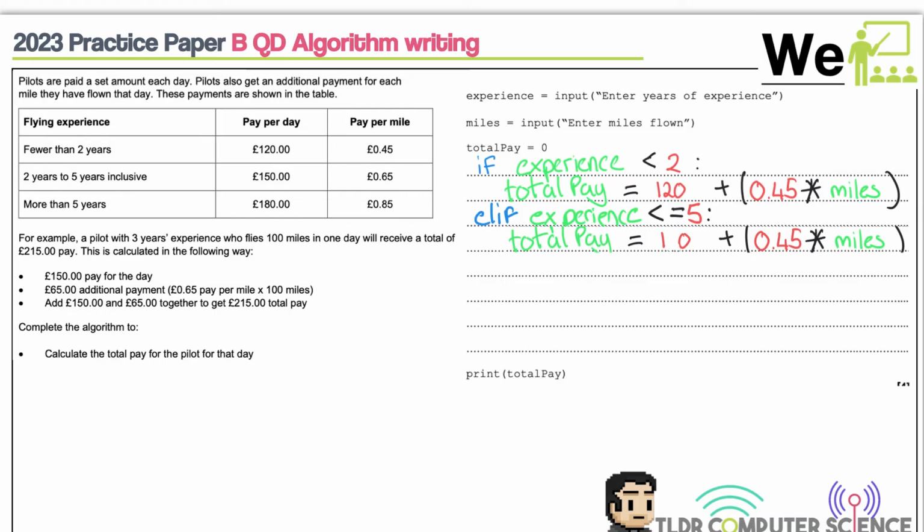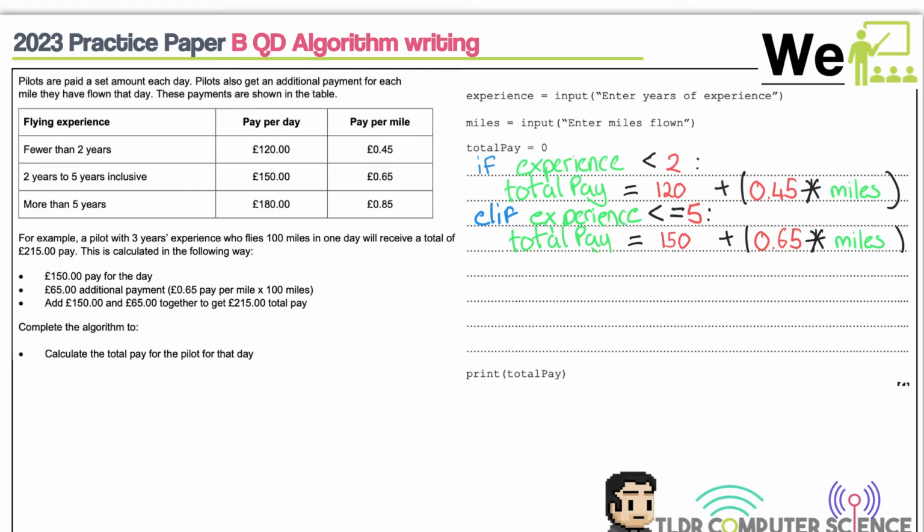Is there anything else that needs to change? Well, if you look at the table, how much is it pay per mile? It is now not 0.45, it is 0.65. Okay, for this last section here, to catch the last bit, this is more than 5 years.